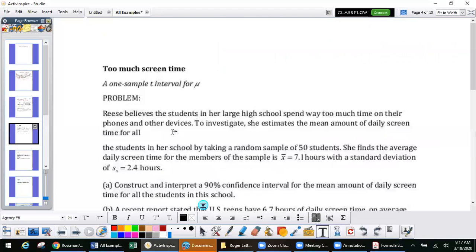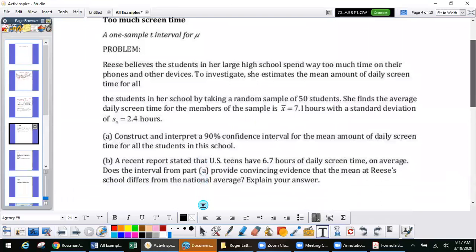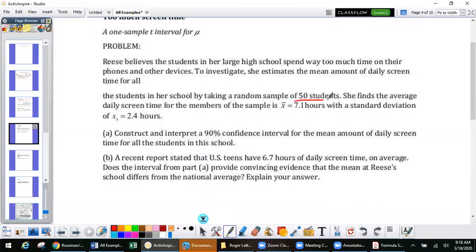All right, so on to the next one. So now we're going to do our whole one sample t-interval for mu. All right, so Reese believes that students in her large high school spend way too much on their phones and other devices. To investigate, she estimates the mean amount of daily screen time for all the students in her school by taking a random sample of 50. All right, so we got that first. So n is 50.